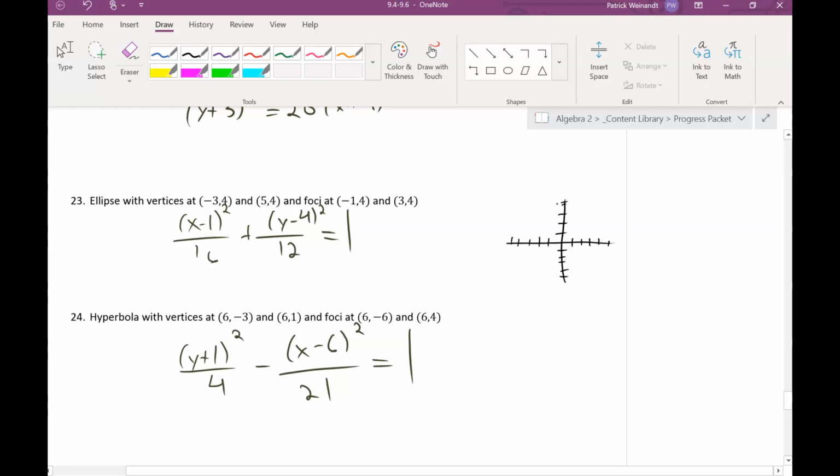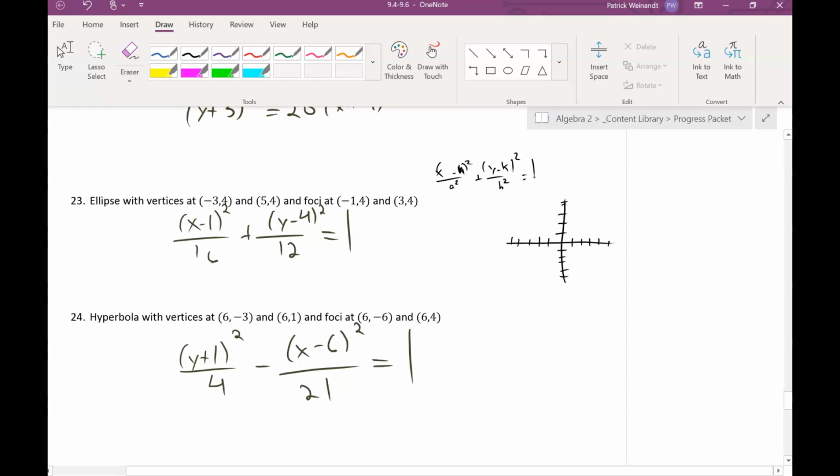So we know it's going to be horizontally oriented, which means it's going to be x minus h, squared, over a squared, it's an ellipse, so plus y minus k, this should be h, k, squared over b squared equals 1. That's our end goal here. We have to find our a, we have to find our h.